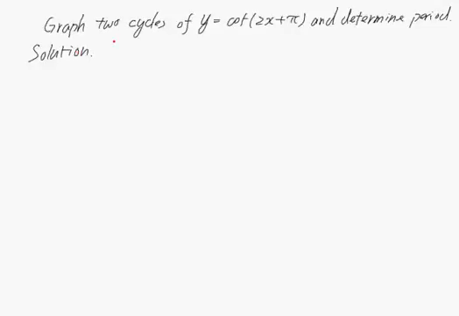So first, let's begin with the period. Period P is equal to the period of the cotangent function, pi, divided by the coefficient of this x. That is 2, so the period is pi over 2.